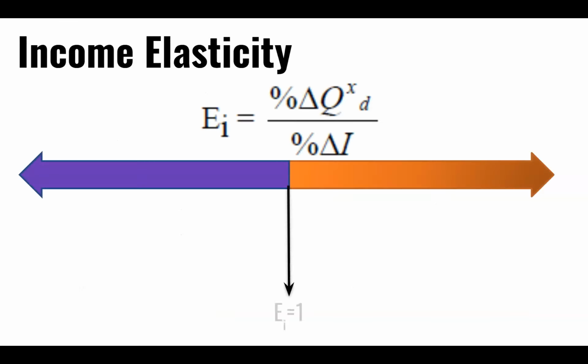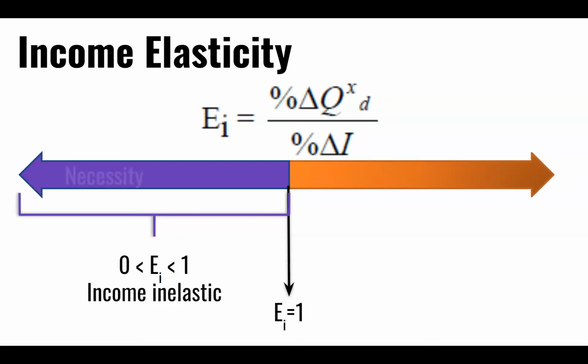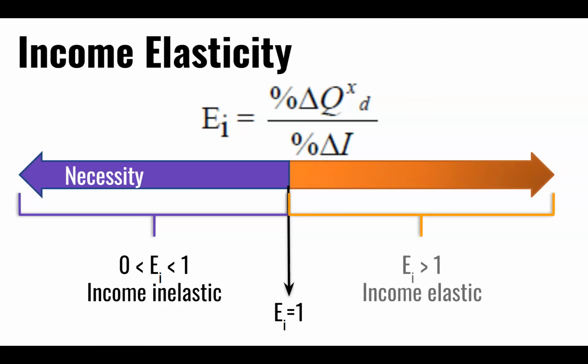So we can look at that and say that if the elasticity coefficient for income elasticity is between 0 and 1, we're income inelastic. If it is greater than 1, we are income elastic. Income inelastic indicates a necessity. My income rose and I'm buying more of the good, but not very much of it, largely because I'm already devoting enough resources to getting what I need.